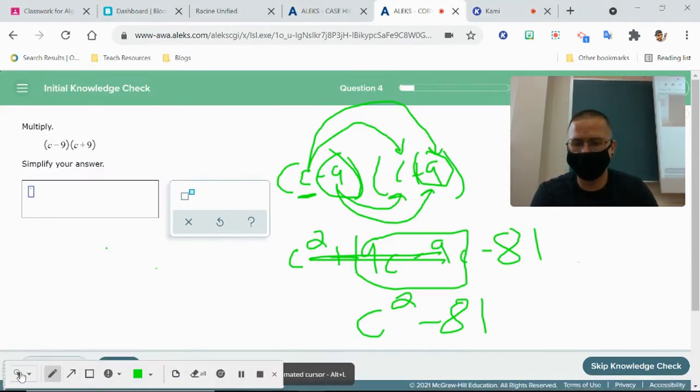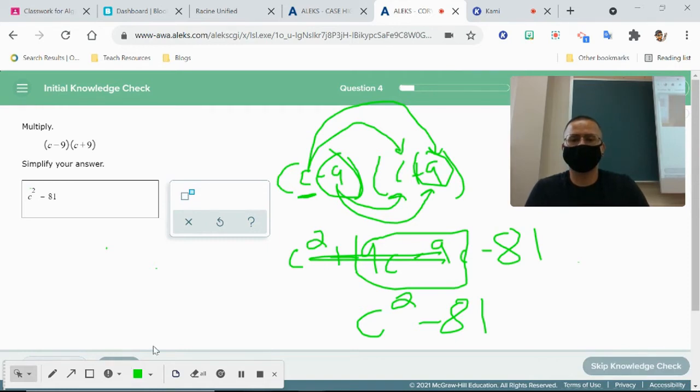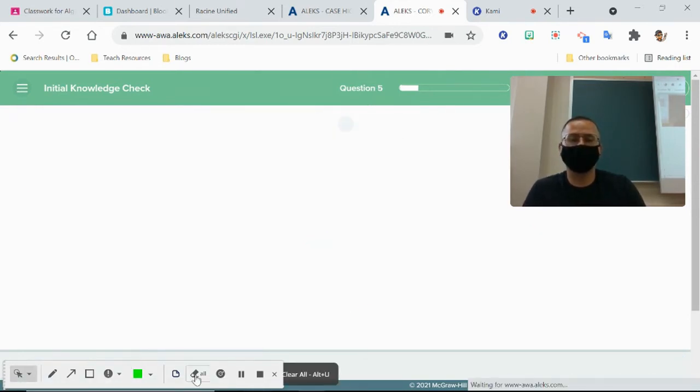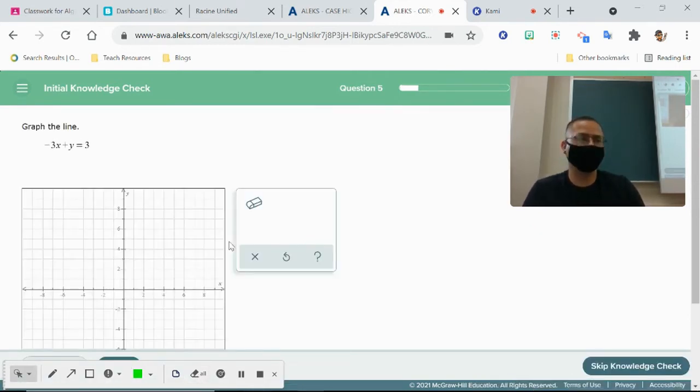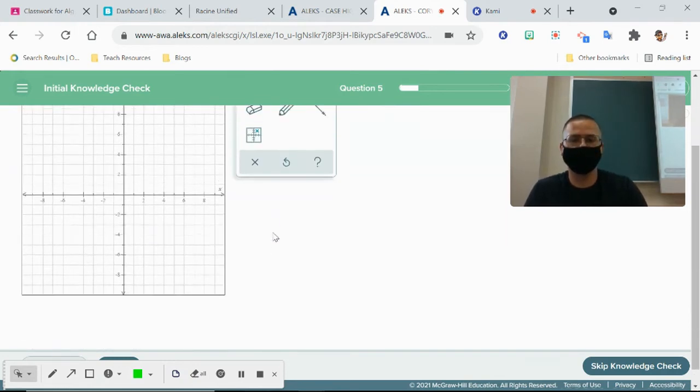Okay, let's go back to this. You just have to make sure you multiply everything by everything. So we're going to do c squared. That's c times c minus 81. Again, this is showing you stuff that, if you knew everything in algebra, this would show you that.